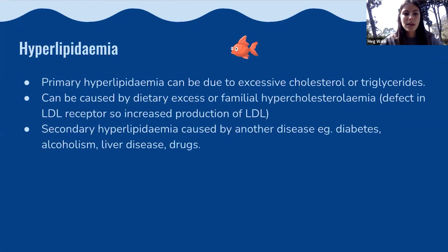So hyperlipidemia. You can have it primary or secondary. Primary means that it can be due to excessive cholesterol or triglycerides. This can be caused by dietary excess, so consuming too many fats, or it can also be a result of familial hypercholesterolemia. This is a defect in the LDL receptor, which results in increased production of LDL. So that's caused by your genetics.